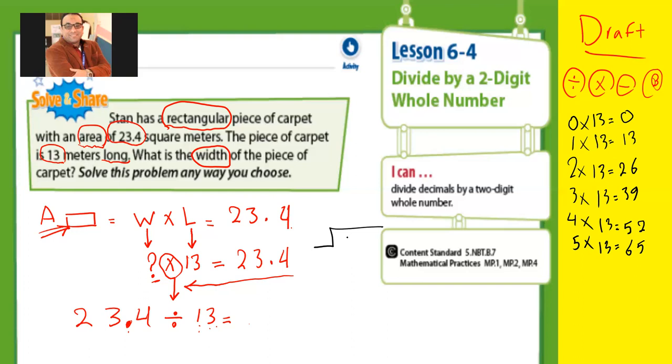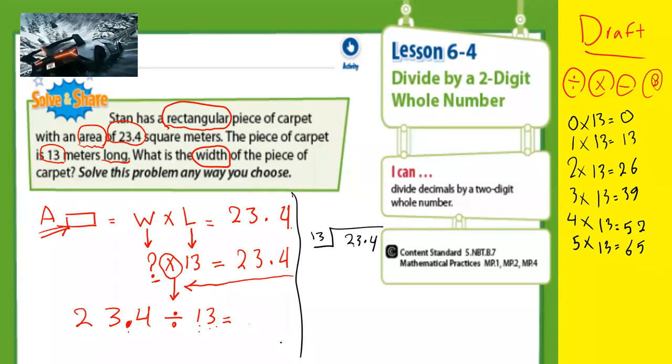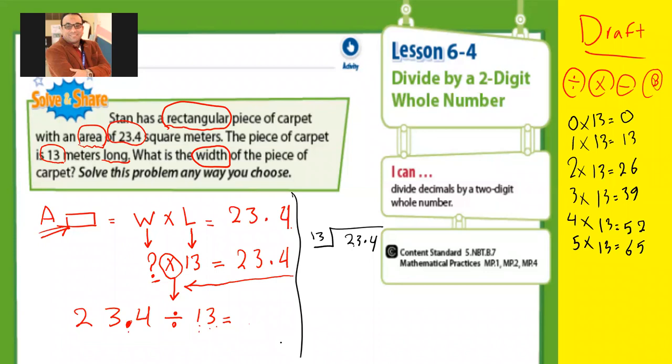We need to divide 23.4, my dear students, by 13. 2 divided by 13, can it be or can't it be, Adam? Can't be, because 2 is not higher than 13. Very good, it's less than 13. Okay, so let's take 23.